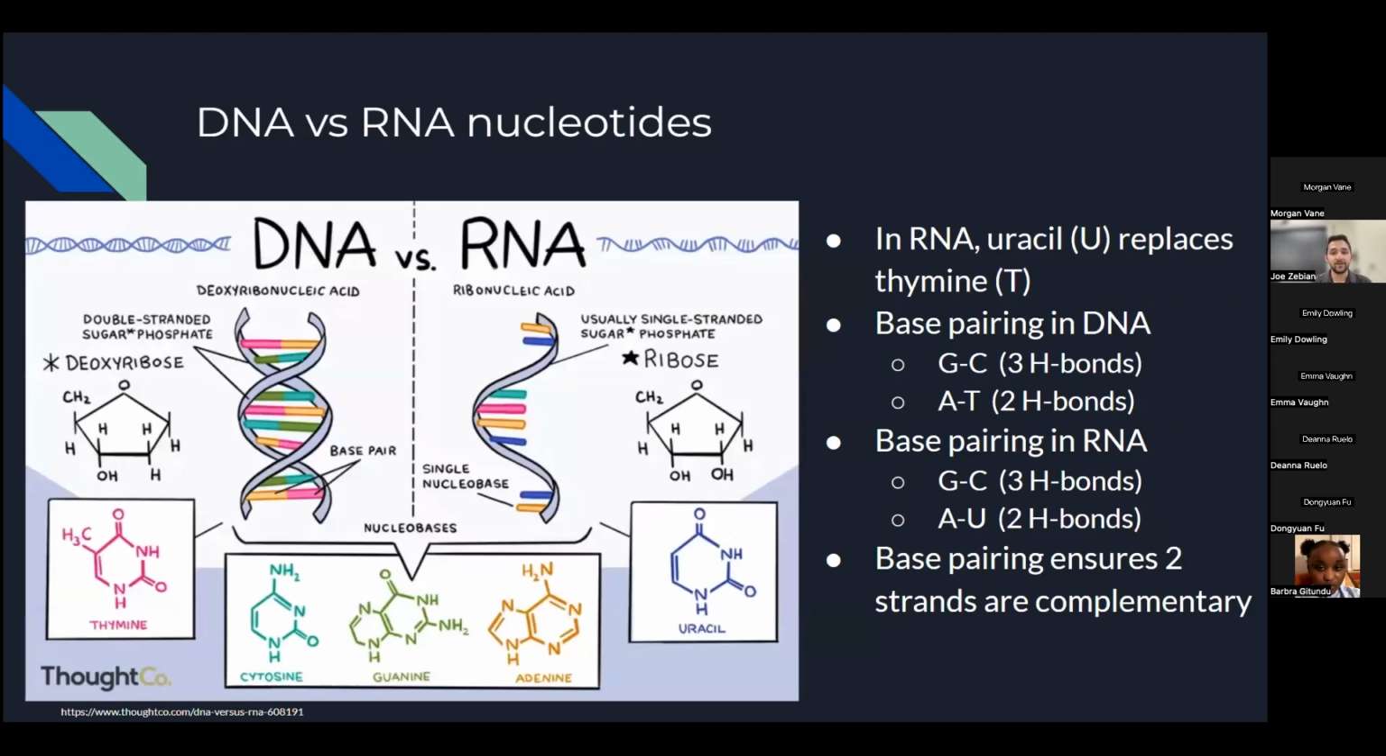Okay, DNA nucleotides versus RNA nucleotides. There aren't that many differences. However, the biggest one is that in RNA, uracil, which is classed by U, replaces thymine, which is classed as T.